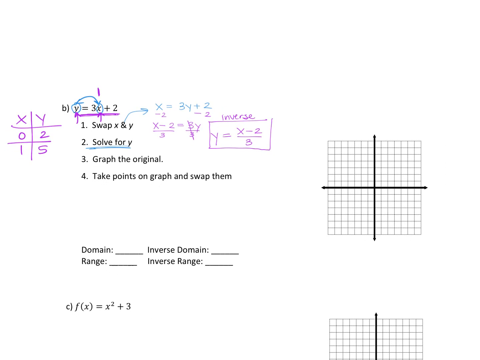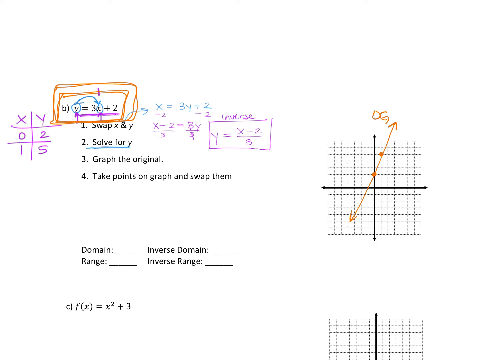My original graph looks like this, 0, 2, 1, 5. What is the shape of this graph, by the way? y equals 3x plus 2. It's a line, right? It's a linear function. So you only need 2 points, and you can draw the line in. I plugged into the original function, right? So I'm saying this is my original function. This is the OG, right?